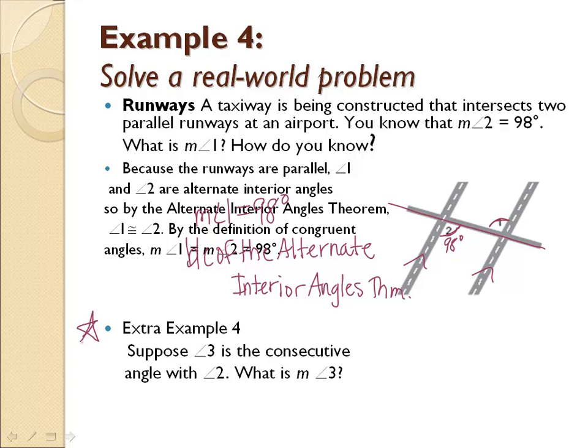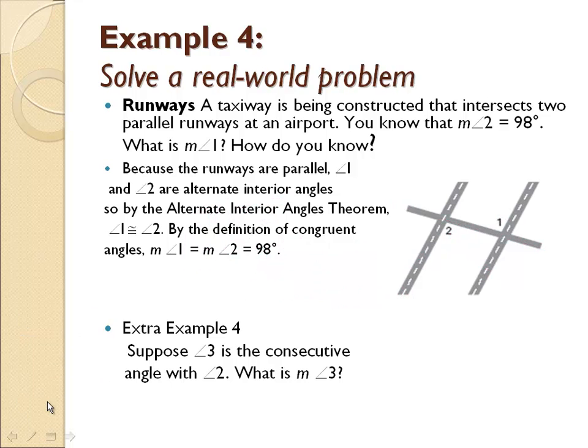Suppose angle 3 is the consecutive angle with angle 2. What is the measure of angle 3? So let me go ahead and erase all this. We've got a lot of extra stuff on there. So suppose angle 3 is the consecutive angle with angle 2. So here's angle 2. Consecutive would be right here. That's angle 3. So we know that these two angles are going to have to add up to 180 degrees.